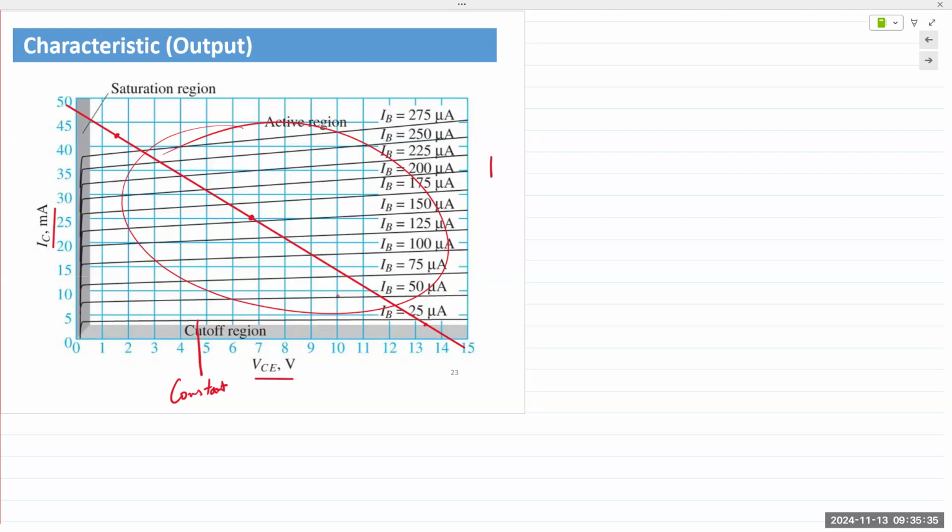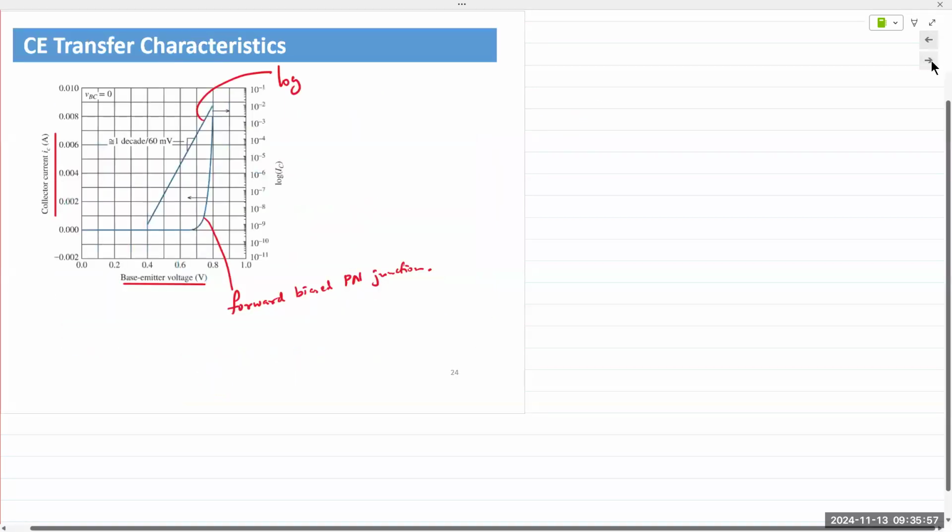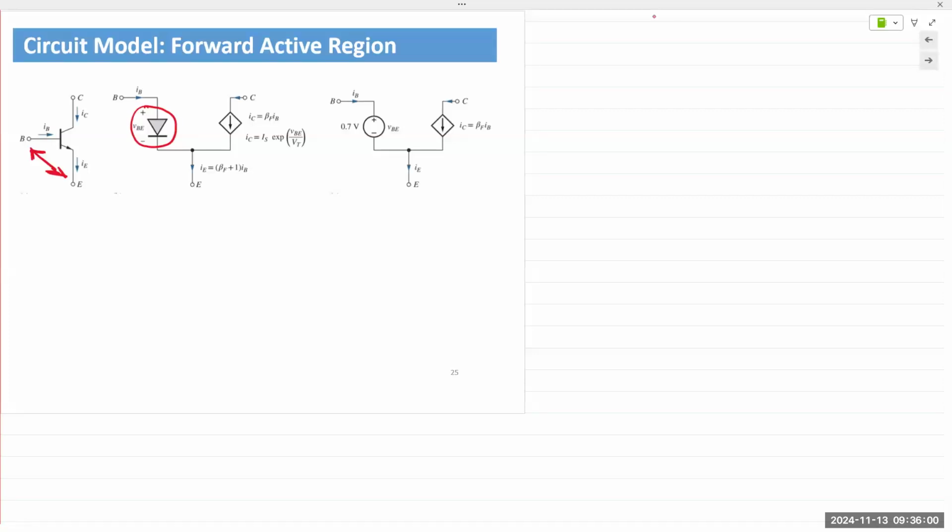Also, as IB increases in value on the input side, the slope also increases. There is a reason for that, and that'll come in the next few slides. You can see the slope increases as we go higher up. On the output side, we have the collector current IC. IC, of course, is beta IB, and it's a function of VBE.